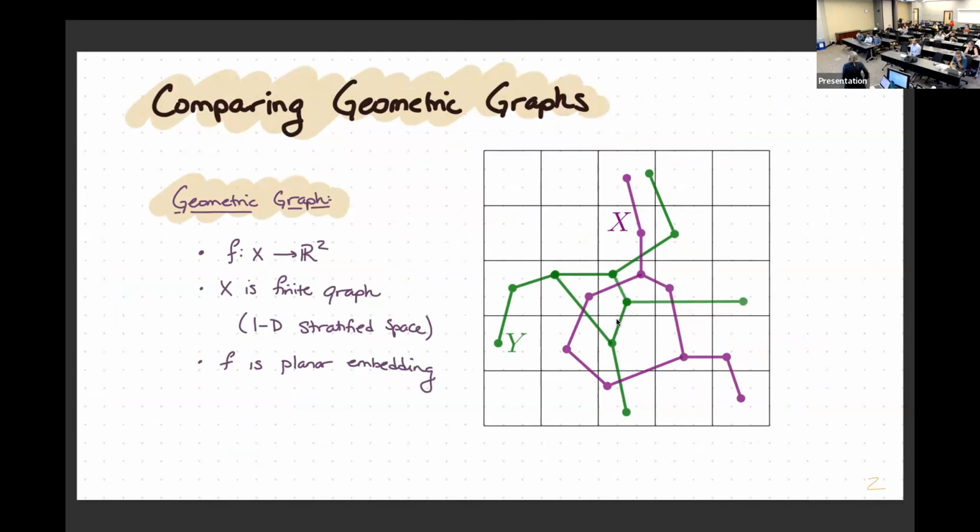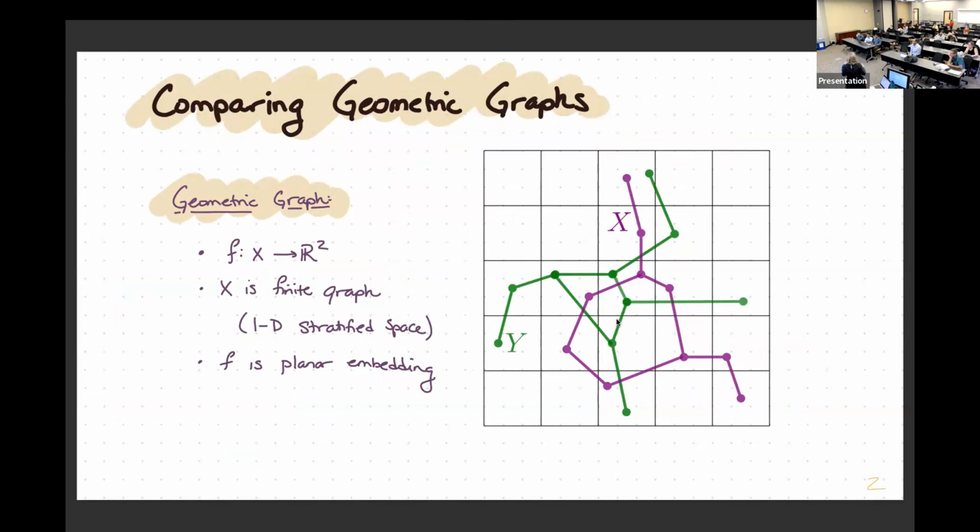We've been thinking about things related to geometric graphs. By geometric graphs, what I mean is you've got some sort of combinatorial graph, which I'm going to treat as a topological space, at least in some settings. And I'm going to have some sort of map of my graph into the plane.